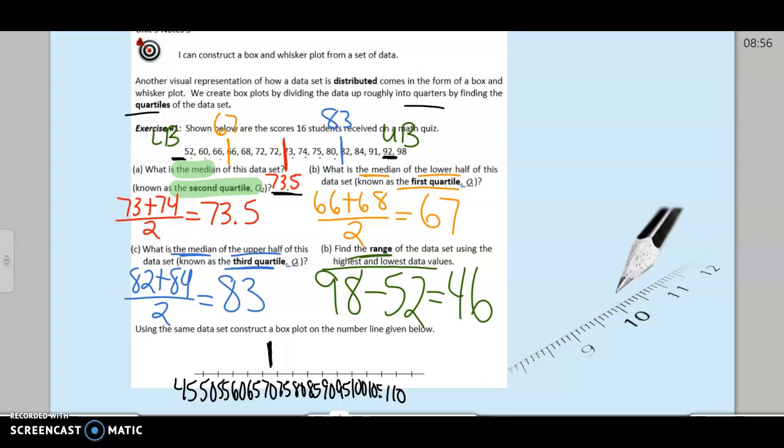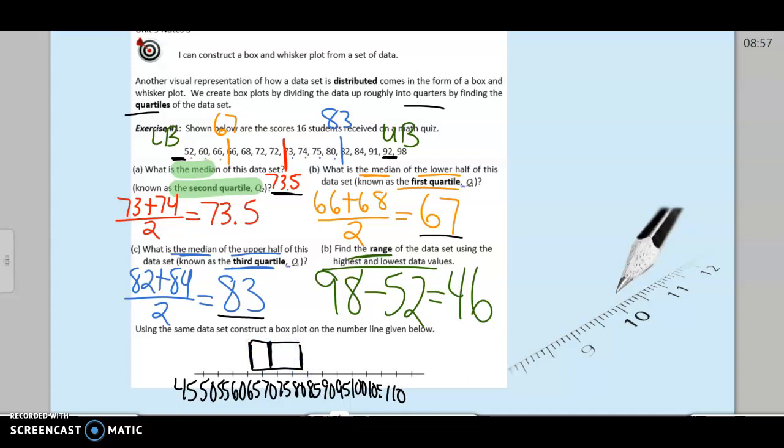Now I need the first quartile, which is again represented by another line, and this is at 67. So 67, somewhere between 65 and 70, another vertical line of the same size off of the line. And then we get to 83, which is our third quartile, somewhere between 80 and 85, a little closer to 85, same size line. Once I get those 3 down, I make the box.